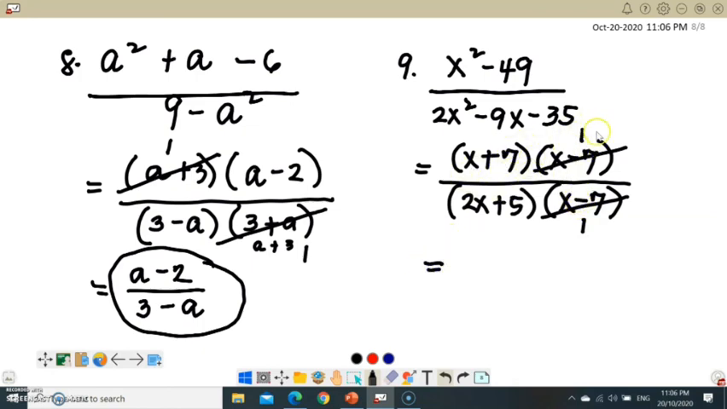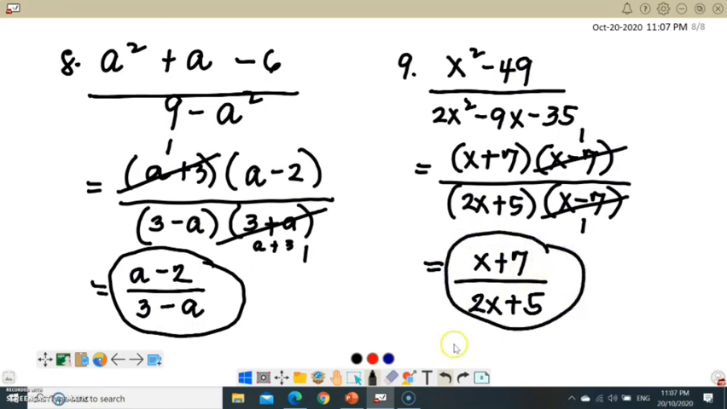x plus 7 multiplied by 1 is x plus 7 over 2x plus 5 multiplied by 1 is 2x plus 5. So the simplest form now of x squared minus 49 over 2x squared minus 9x minus 35 is equal to x plus 7 over 2x plus 5.